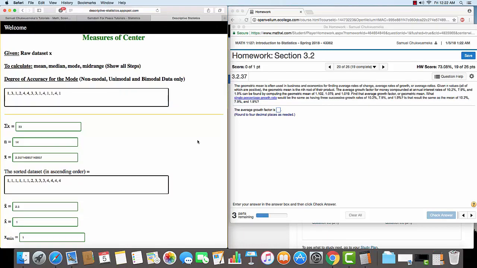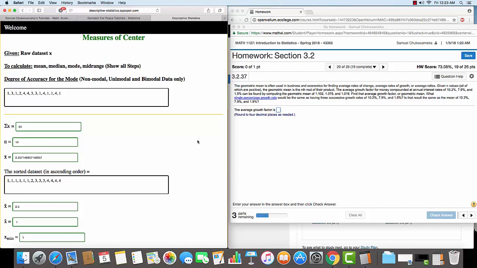The geometric mean is often used in business and economics for finding average rates of change, average rates of growth, or average ratios. Given n values, all of which are positive, the geometric mean is the nth root of their product. The average growth factor for money compounded at annual interest rates of 10.2%, 7.9%, and 1.9% can be found by computing the geometric mean of 1.102, 1.079, and 1.019. Find that average growth factor or geometric mean.